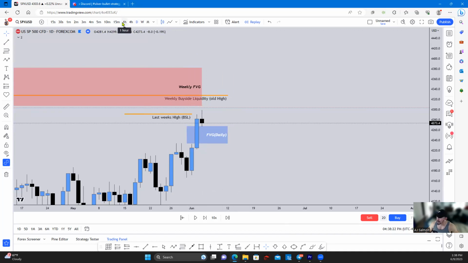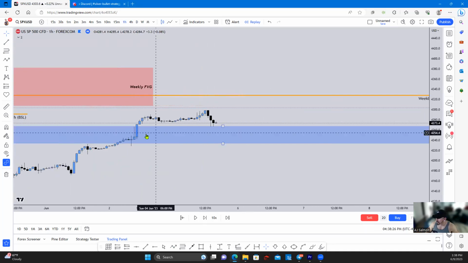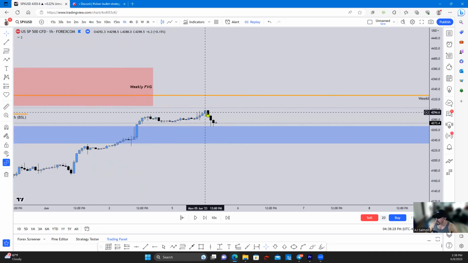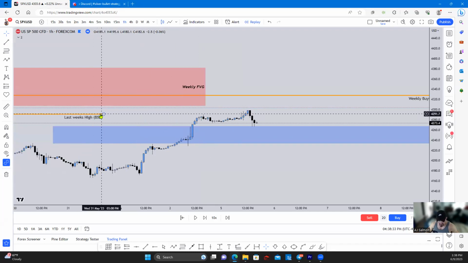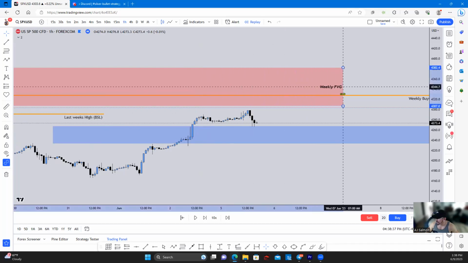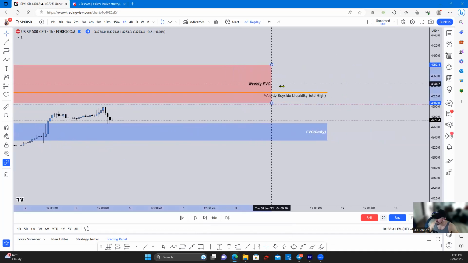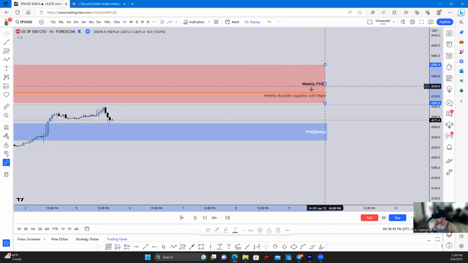Now, when we come down to the 1 hour, okay, see on Monday here, we traded just above last week's high, took out a little bit of liquidity, but we still have this high above us here for the week. So let's drag this to Friday here, the end of the day, 4 o'clock.